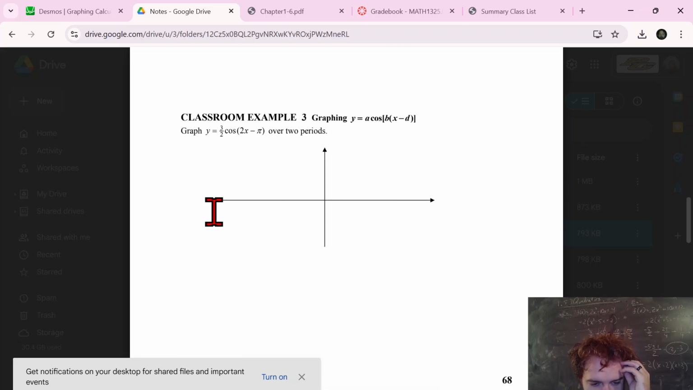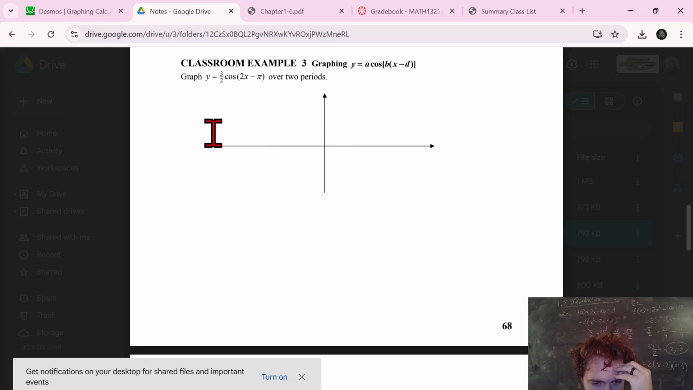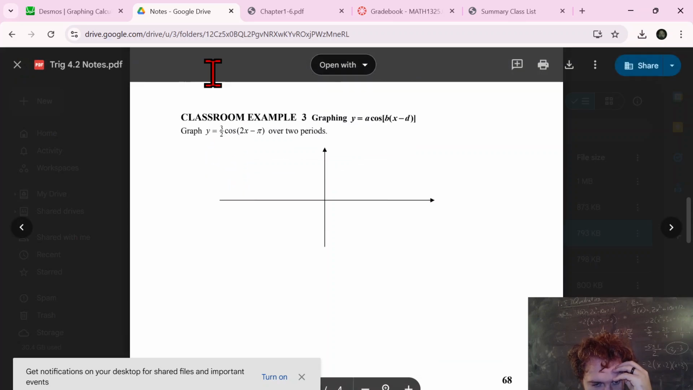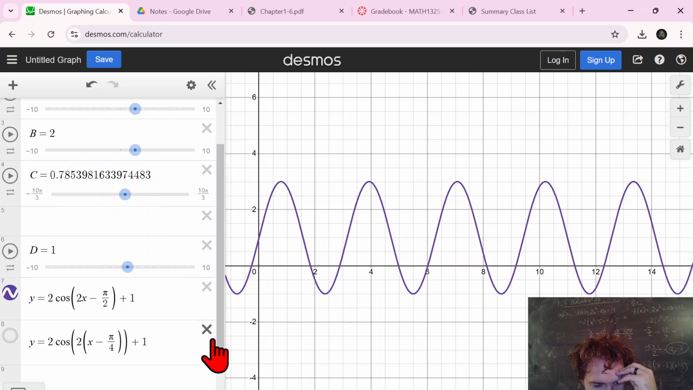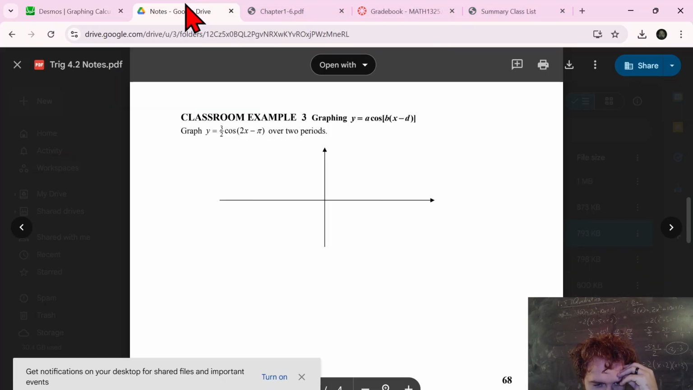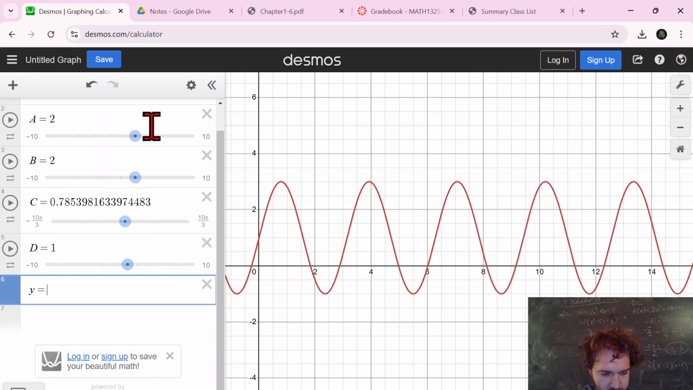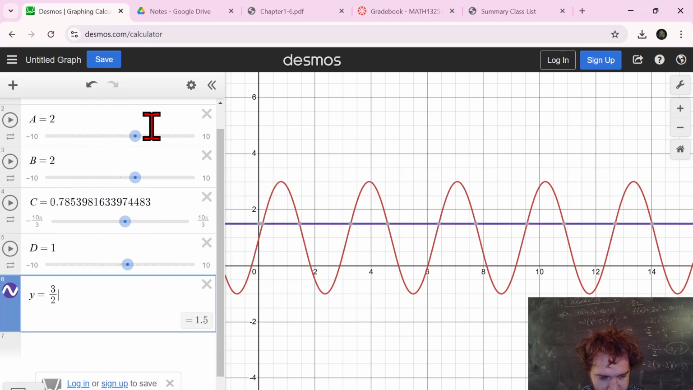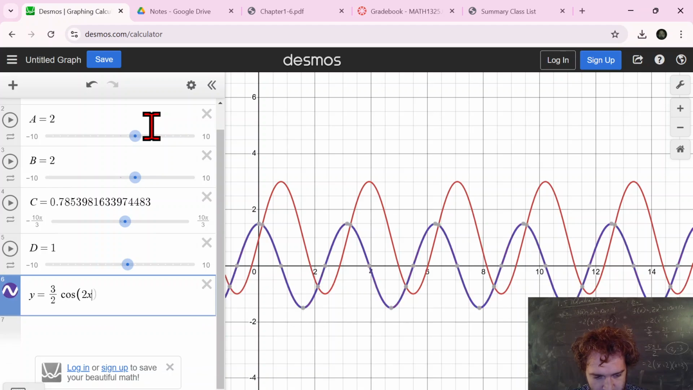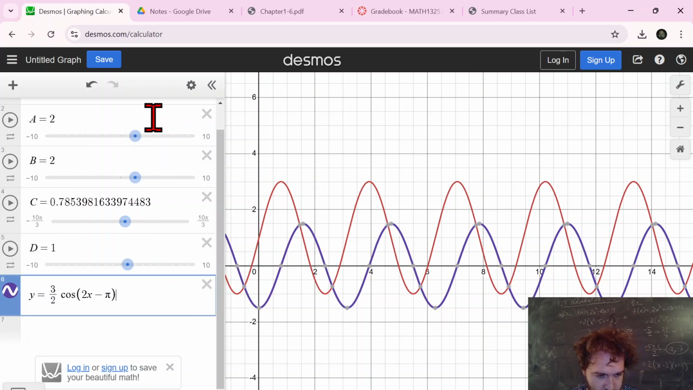But if we look at the example in number 3 here, then we have some slightly different things that we have to worry about. Let's go over and put this particular expression into Desmos. So what we have on this group of classroom notes is 3 halves cosine 2x minus pi. Okay, so that's 3 halves cosine of 2x minus pi.